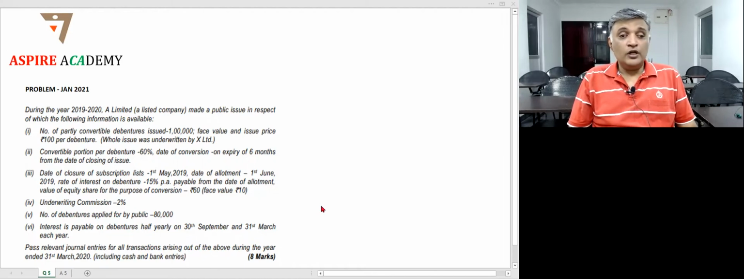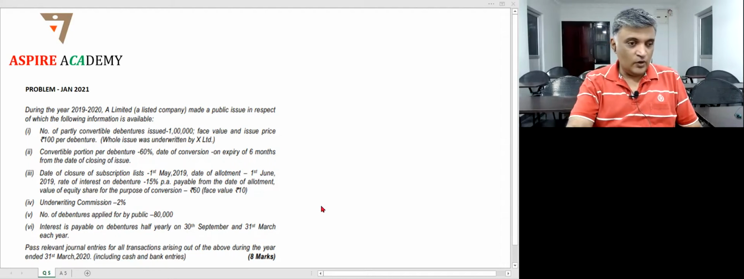So this is all about issue of debentures and redemption of debentures, and the redemption is on account of conversion, right? Because you will be converting a portion of the debentures into share capital. So let's go date wise. What is the first one? You're going to make an allotment to the debenture holders. Look at point number 3. The date of closure of subscription lists is 1st of May 2019. So we are going to allot debentures.